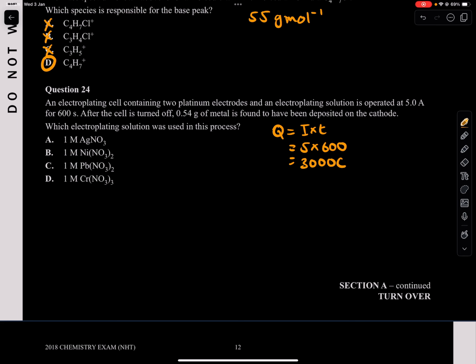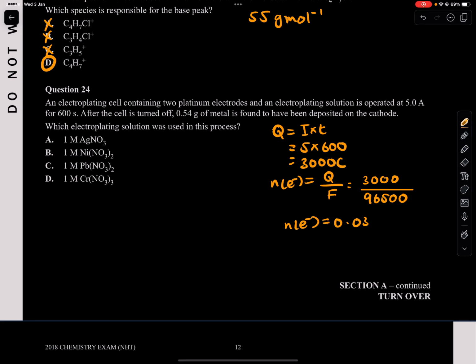And I also know that the moles of electrons is the charge over Faraday's constant, which is also found in your data book. So it'll be 3,000 divided by Faraday's constant, which is 96,500. Doing that on my calculator, the moles of electrons is 0.0310 mole. Perfect. That is a hint.